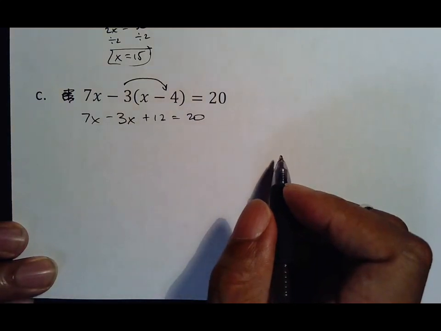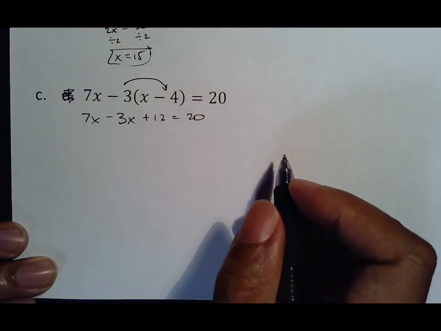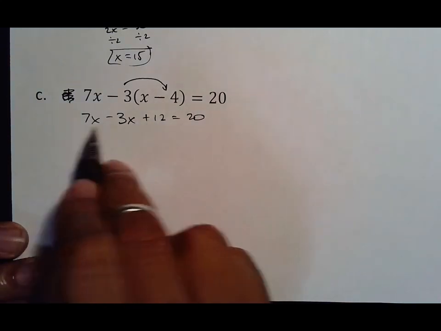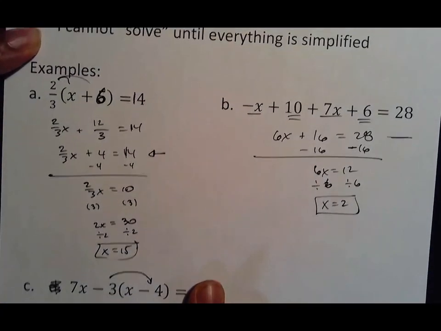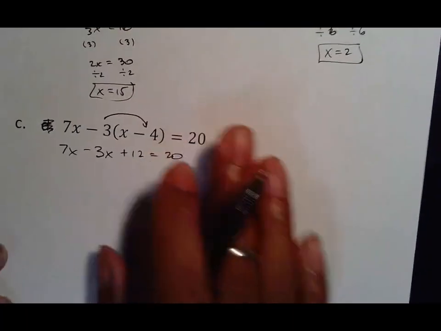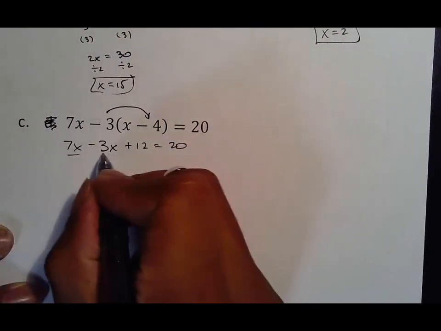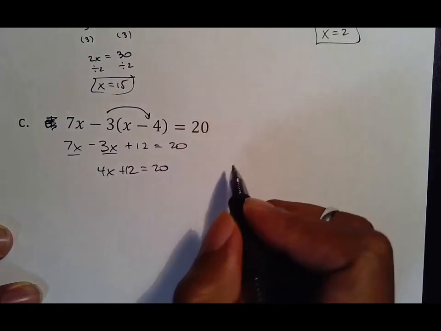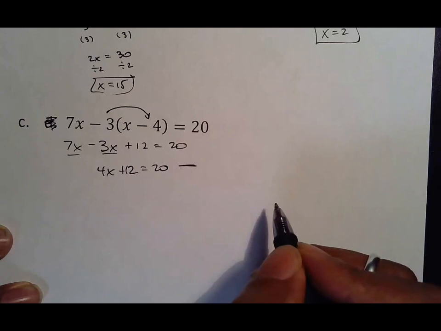And you'll notice it because when you do your homework, you're going to keep getting it wrong until you finally make that shift. We still cannot solve, though, because this is not simplified. Remember this word here, I cannot solve until everything is simplified. I can't solve yet. So what I'm going to do is put my like terms together, getting 4x plus 12 equals 20. Now I can go through my solving process.